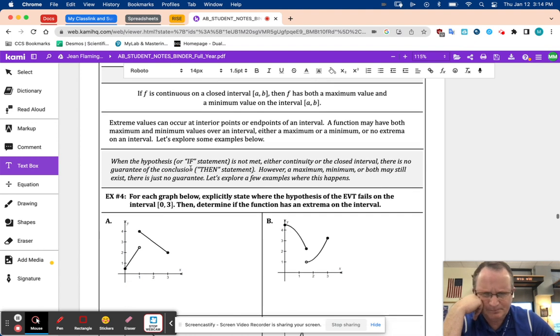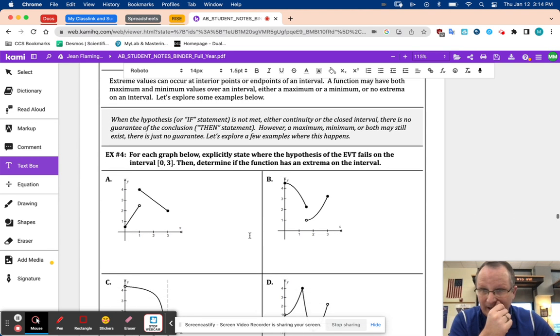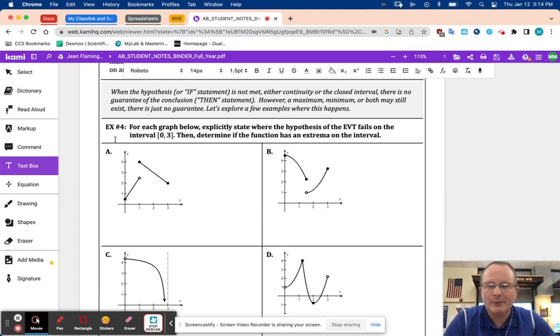Now, the interesting part here, this is what example 4 is all about. The hypothesis says if you're continuous on a closed interval, then you're going to have those. It doesn't say what would happen if it's not continuous. You still could have max and mins even though it's not continuous. That's not the way if-then statements work, right? If the condition is met, then we're going to follow up. If the condition is not met, who knows? Fair game.